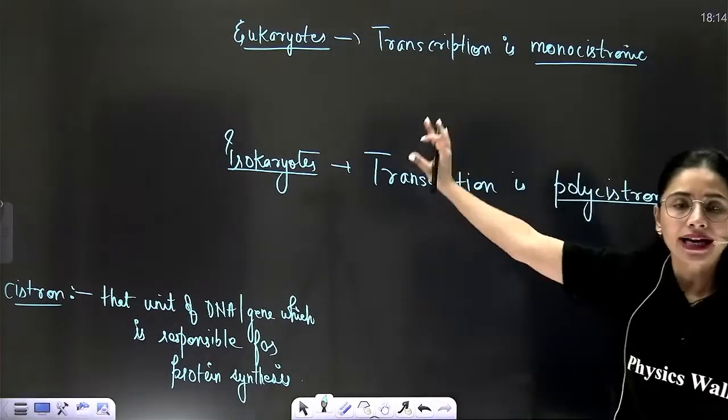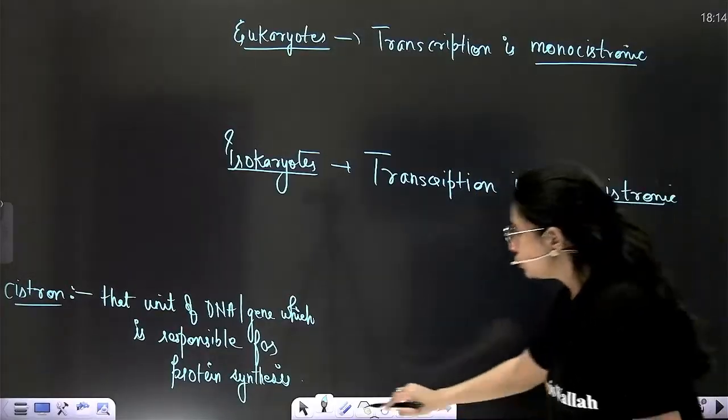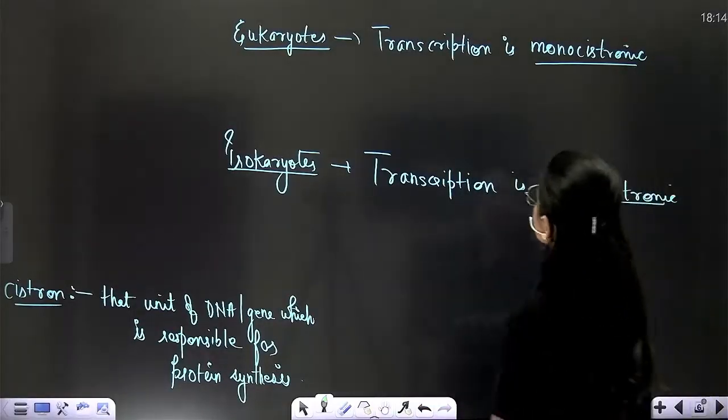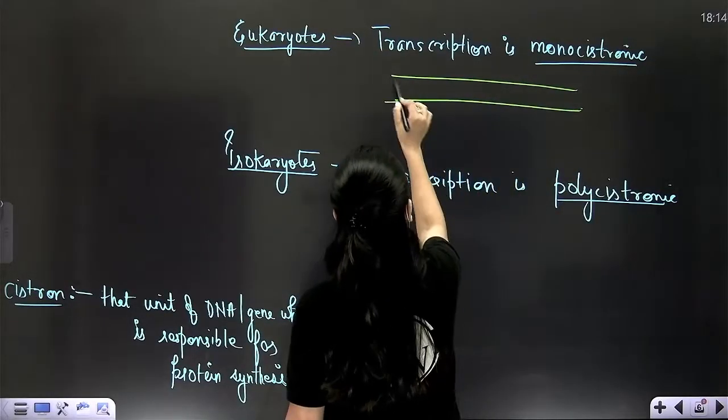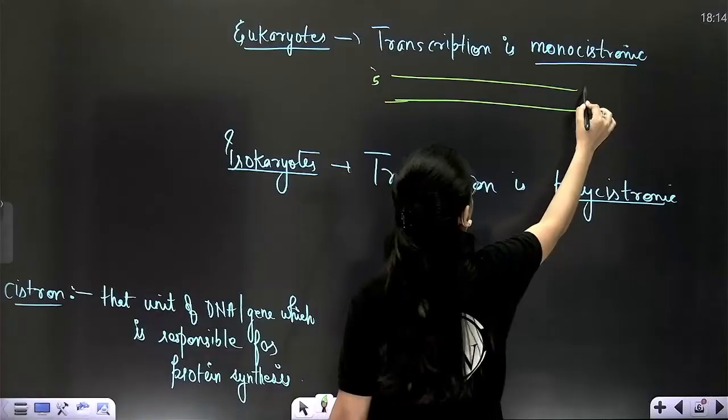Okay, so what happens in case of eukaryote? Check this. Suppose this is eukaryotic DNA. Clear? Polarity reverse.